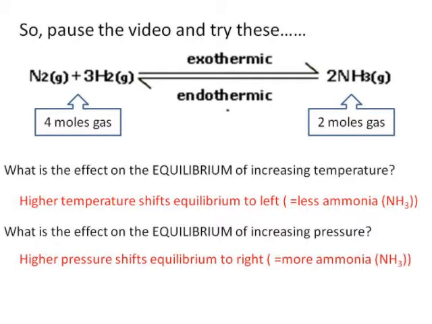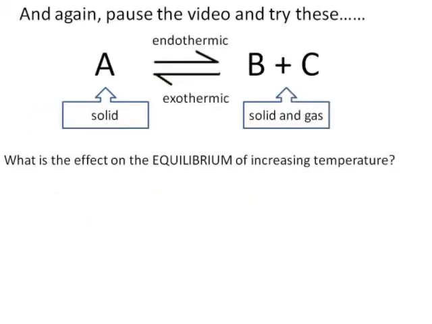Here's a different equilibrium. No names here, just A makes B and C. A is a solid, B is a solid, and C is a gas. Endothermic reaction going forward, exothermic reaction going back. First question: think, pause, and answer. What is the effect on the equilibrium of increasing the temperature?